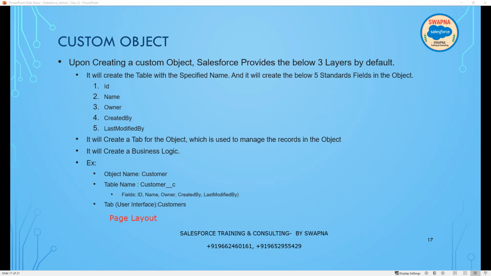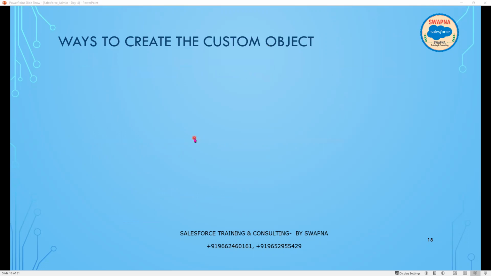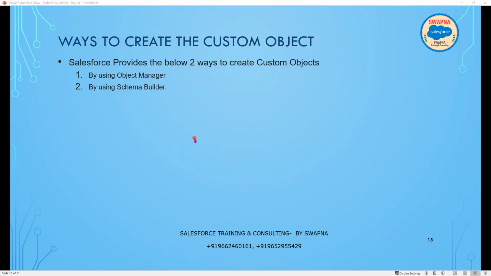Okay, so let's move on. Now, if I want to create a custom object, there are two ways we can create it. One is by using the Object Manager, and also from the Schema Builder we can create it. We will create the custom objects tomorrow. Two ways we can create it: through the Object Manager, through the Schema Builder.